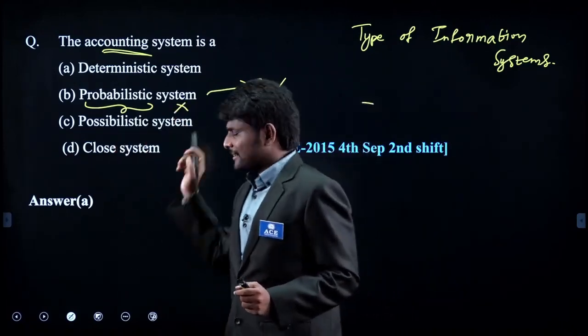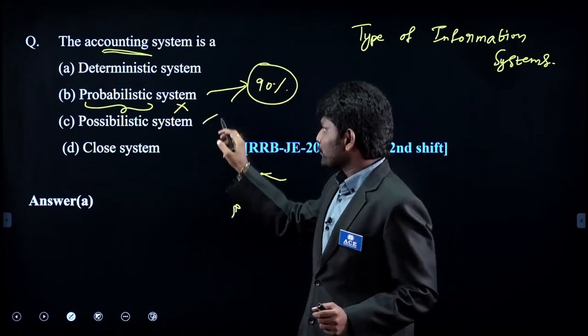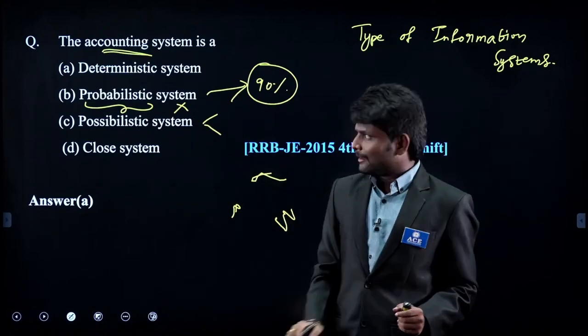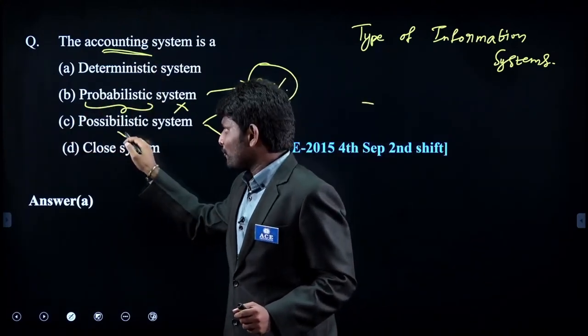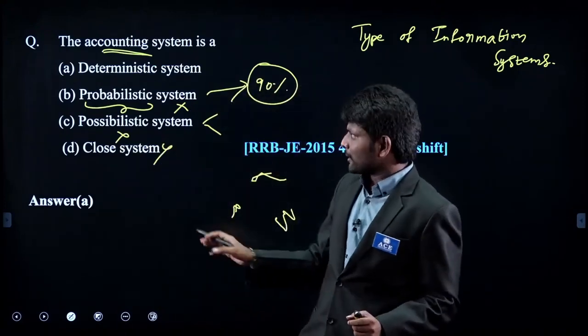Then possibilistic system. Here they don't talk about percentage also. They simply say you may get or you may not get. So you don't accept that in case of an accounting system. So this is also false. Closed system is not related to information systems at all, so you can ignore it.